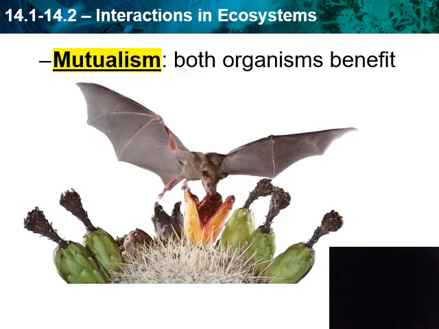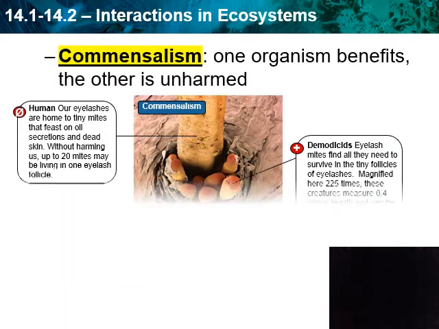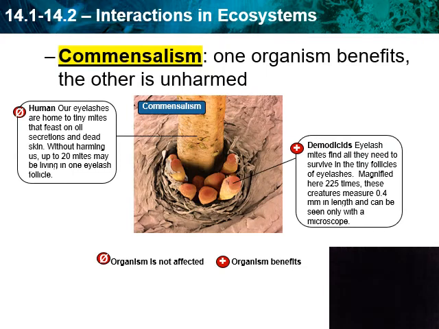clownfish and the anemone. Then I have commensalism. In commensalism, one organism benefits, but the other one basically is just there. It's not harmed, but it's not getting a benefit either. An example of this would be those little air plants that live in a tree.